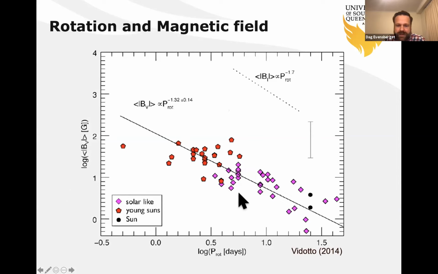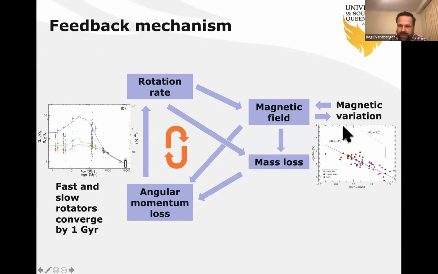There's also a relationship between the magnetic field strength and the rate of rotation, shown here for Zeeman Doppler imaging. So the same kind of measurements that I'm using, just the average magnetic field strength as a function of the period of rotation. And notice here that there is a spread of about an order of magnitude in the magnetic field strength. So the magnetic field is also affected by these modulations in the magnetic variation.